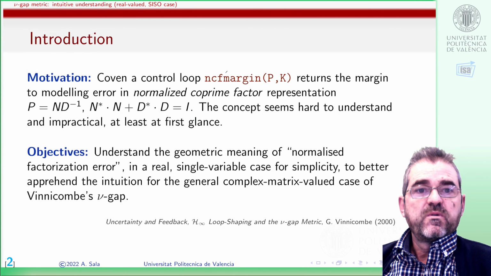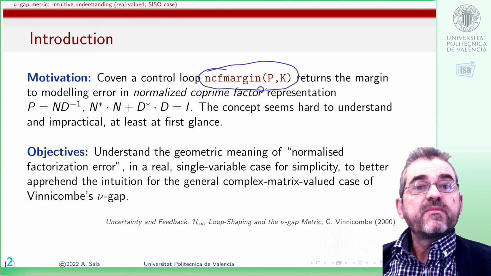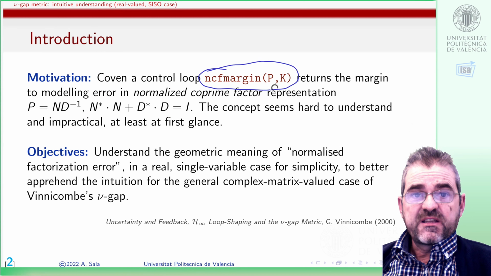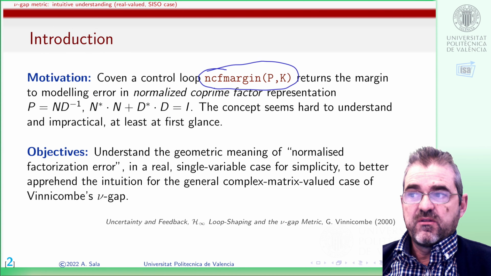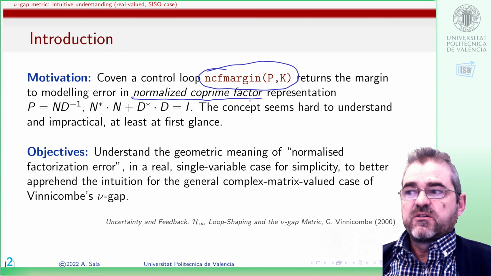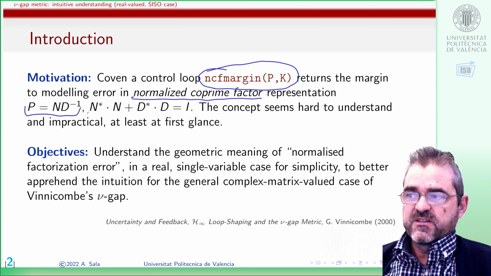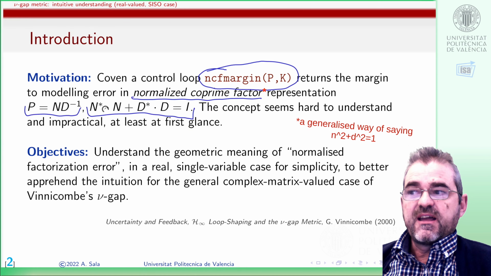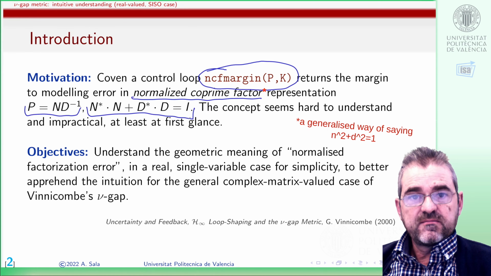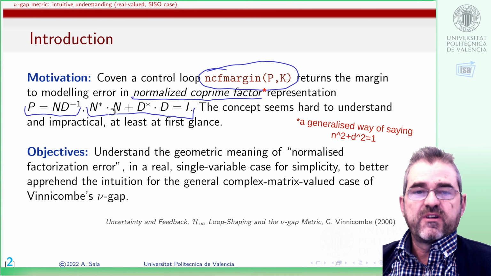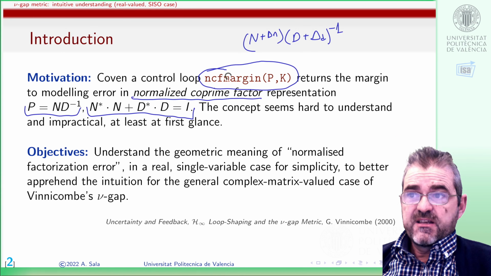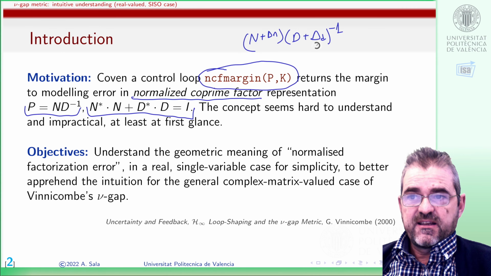underlying concepts. The basic idea is that I can obtain the robustness of a control loop with respect to uncertainty in the plant P in the normalized coprime factor representation. So this is P, and roughly in the real case it will be that n squared plus d squared is 1. Of course, in the complex case, conjugate transposed and things like that. So this thing is the maximum size this delta n and delta d normalized can have.